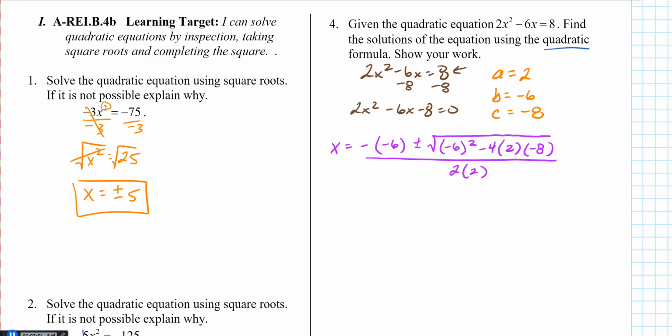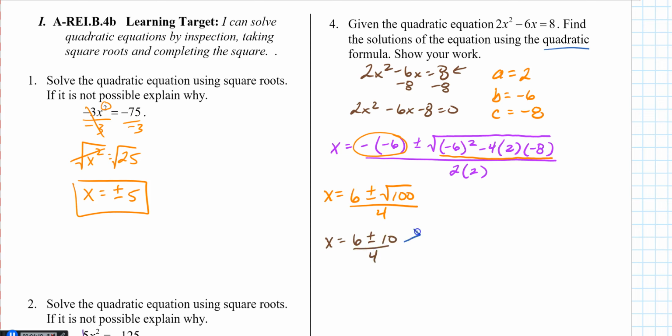From here we're just going to simplify. X equals, that's going to be 6 plus or minus. I'm going to use my calculator for the inside of this to get 36 plus 64 gives me the square root of 100 all over 4. And then I know that the square root of 100 is 10. So 6 plus or minus 10 over 4.